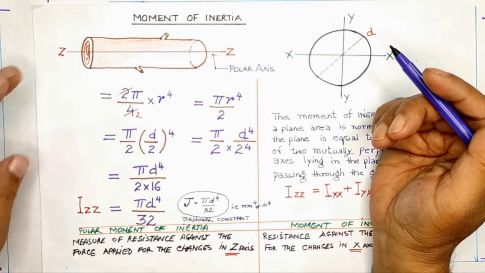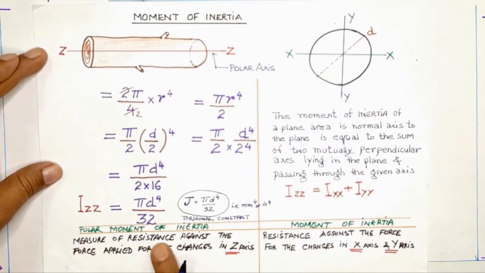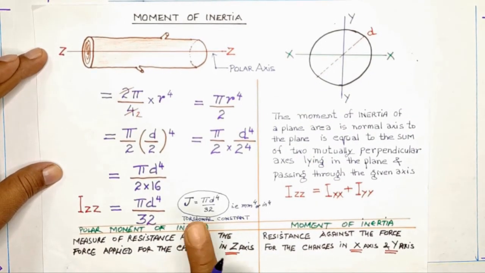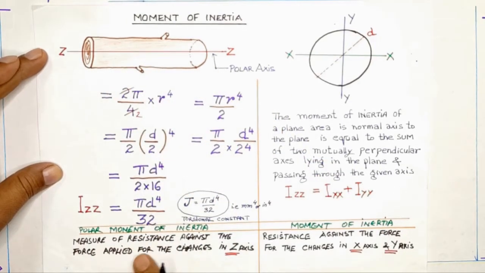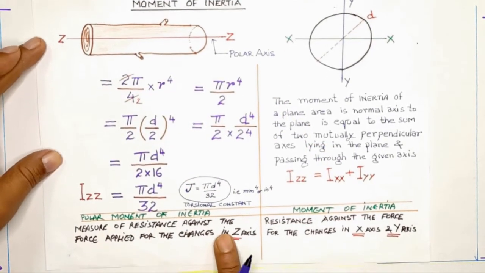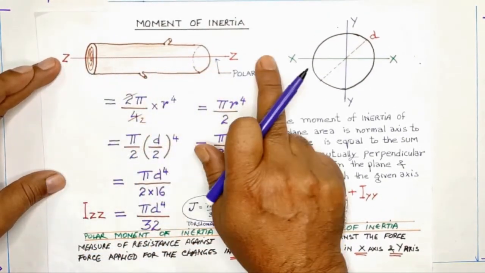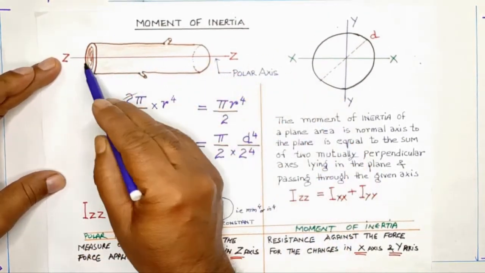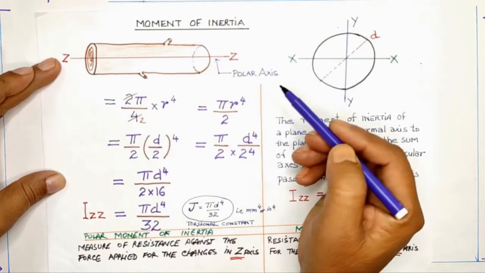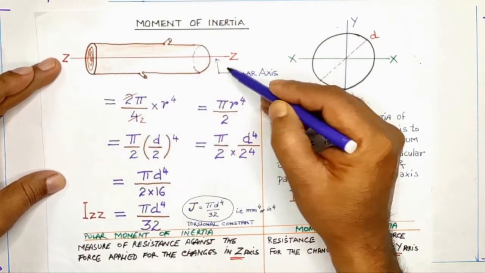So there are two moments of inertia. First we'll discuss the polar moment of inertia. Polar moment of inertia is the measure of resistance against the force applied to the changes in the z-axis. So this is the z-axis. If this is a log, this is the z-axis coming from the center. So the changes in this z-axis.